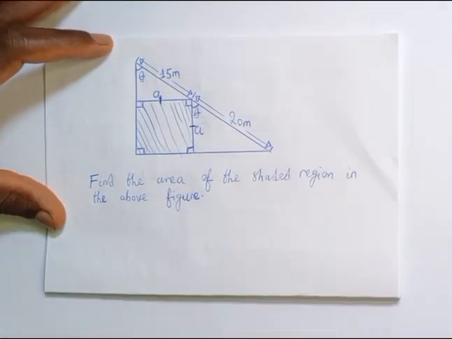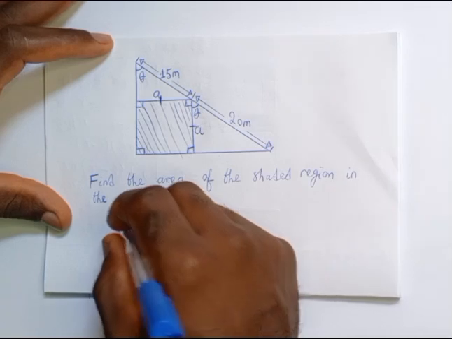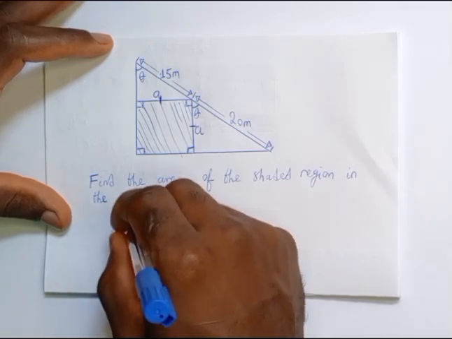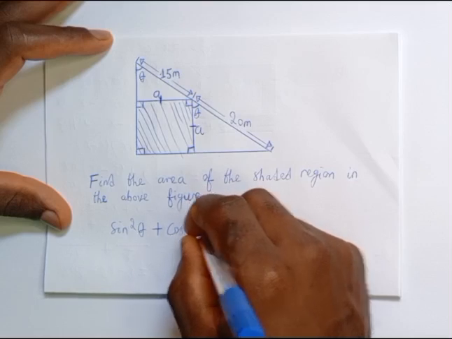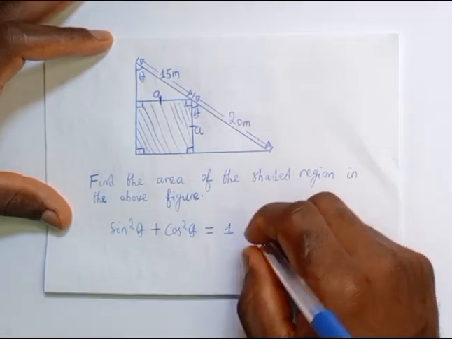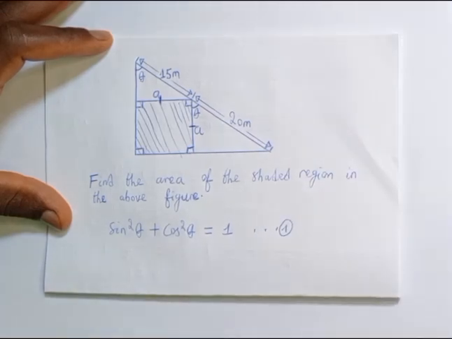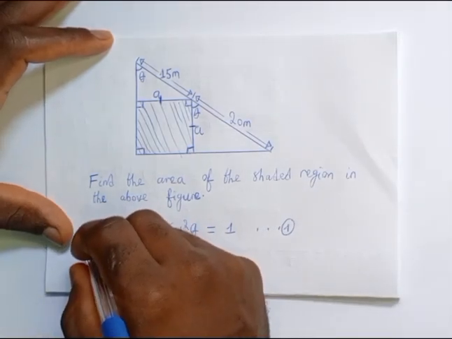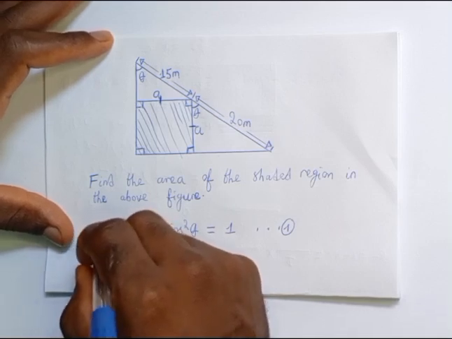We are going to make good use of the following trigonometric identity. We know that for any angle theta, sine squared theta plus cos squared theta is equal to 1. We call this equation 1. We are going to make use of this identity. We need the sine of the angle theta.